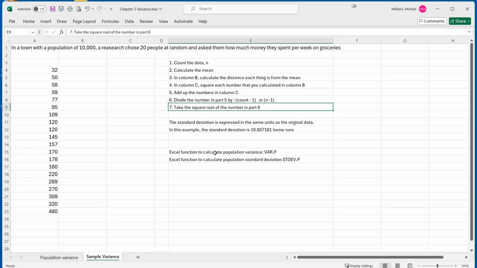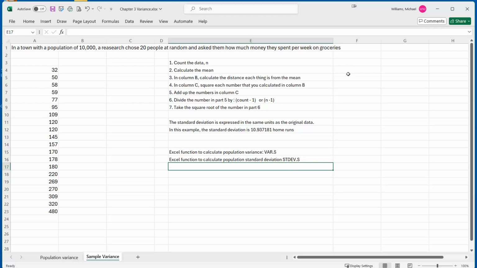The function is slightly different. Instead of var.p, it's var.s. S stands for sample. Same thing here. Instead of stdev.p, it's stdev.s. S stands for sample. So let's do it. This one shouldn't take 30 minutes.